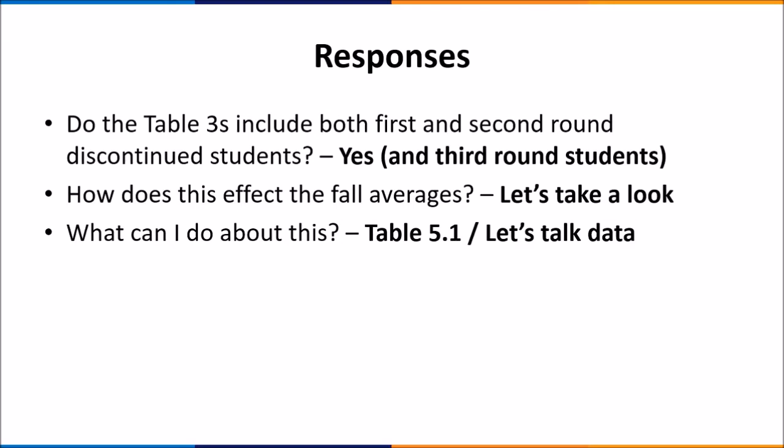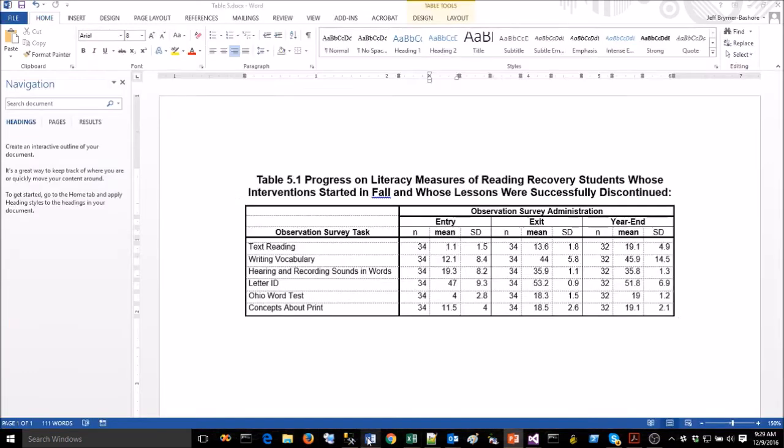So I think one thing that's nice to point out is you can use the table 5.1 in both your site report, and if you wanted to, you could even use the table 5.1 in the national report. So here, let's talk a little data and look at these tables. The first is a sample table that you would find in your site report. This is a table 5.1 that you would find in your site report.